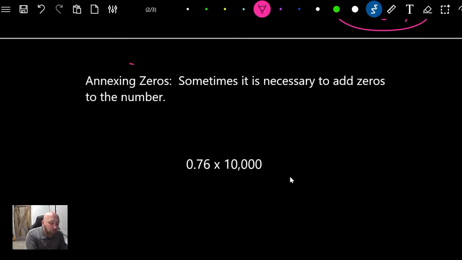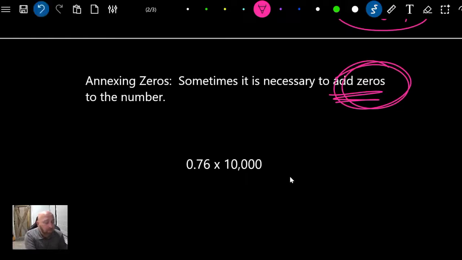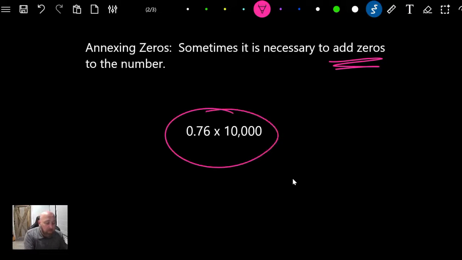So now, sometimes you have to, and we did this on the first one, but sometimes you have to do what's called annexing zeros. What does it mean to annex a 0? It means that you just add zeros. So if you see this word annexing a 0, that just means that you're adding zeros to it. Okay, that's what the word annex means, to add to. So we're going to add zeros to the number. Sometimes you have to do that. Let's take this one here, for example.